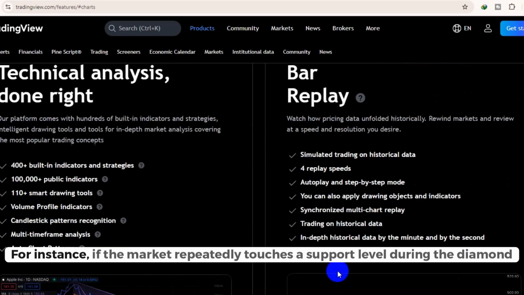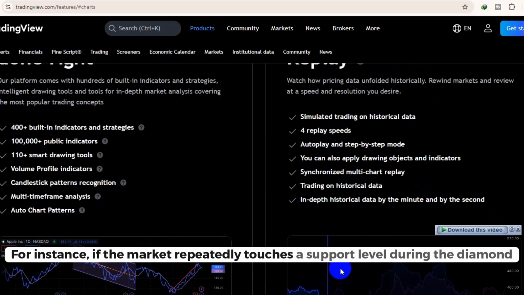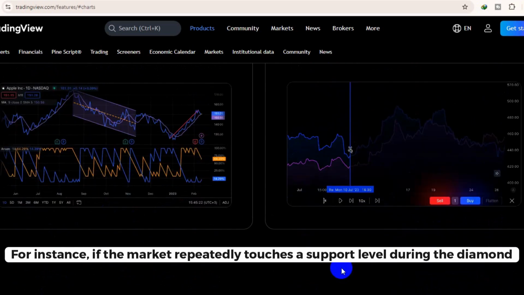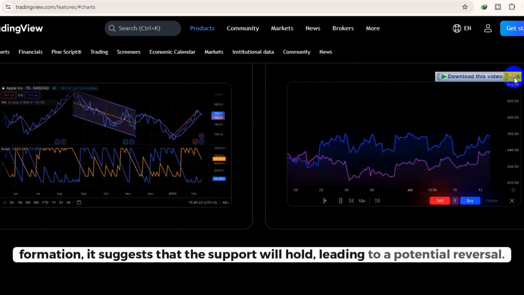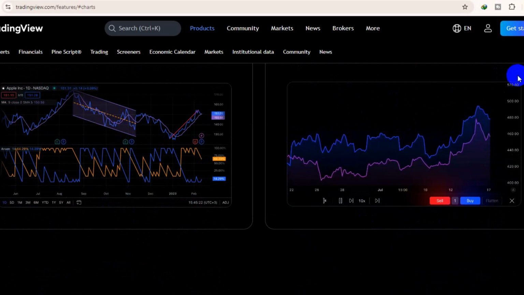For instance, if the market repeatedly touches a support level during the diamond formation, it suggests that the support will hold, leading to a potential reversal.